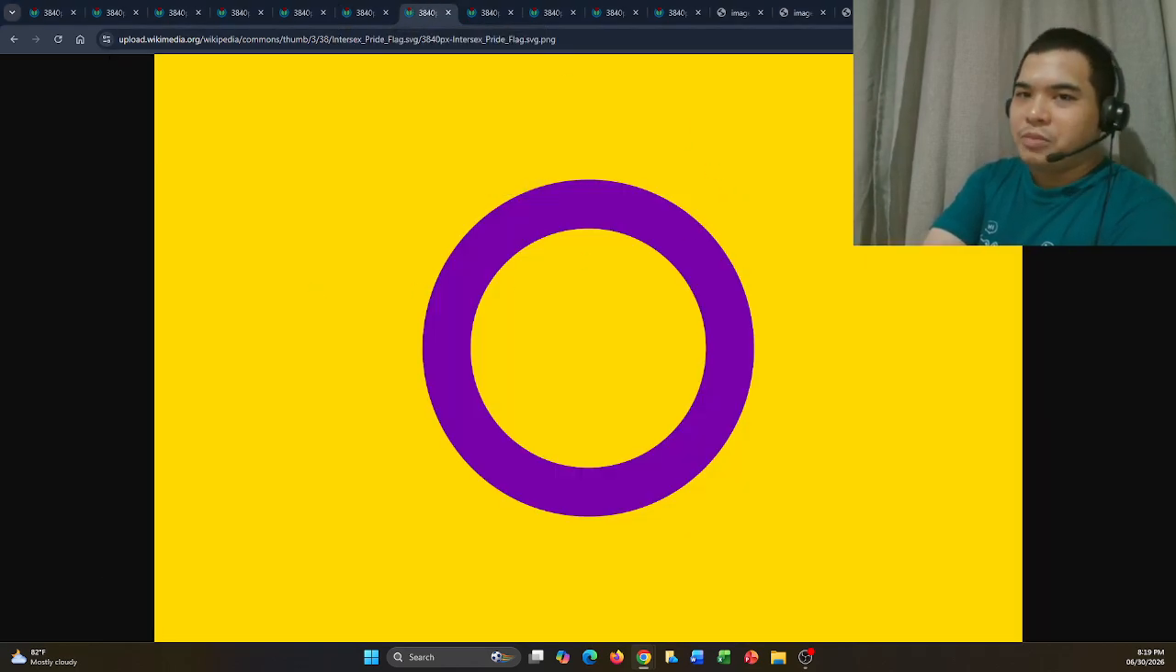Okay, so this is the intersex flag. Now, in my previous video, I was partially correct, but I wanted to go deeper on this one. Intersex is an umbrella term for a variety of innate conditions in which a person is born with reproductive or sexual anatomy, chromosomes, or hormones that don't fit the typical binary definitions of male or female.